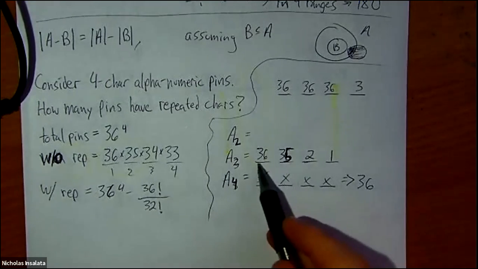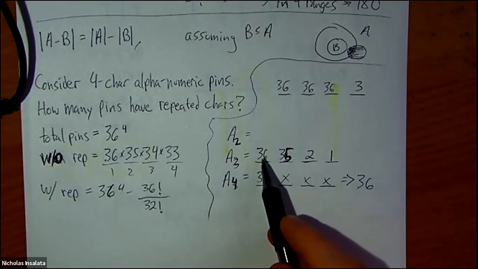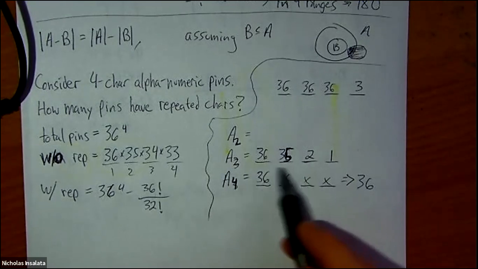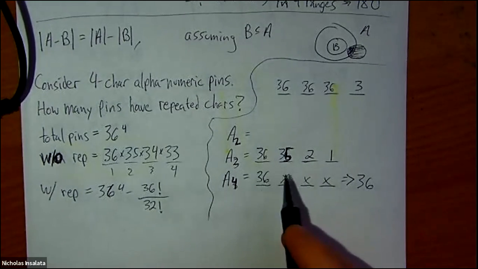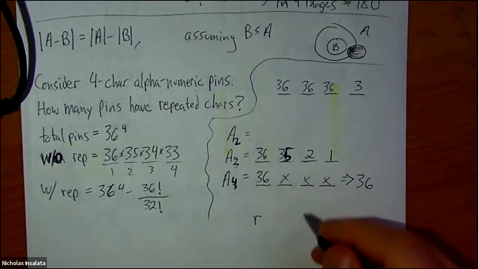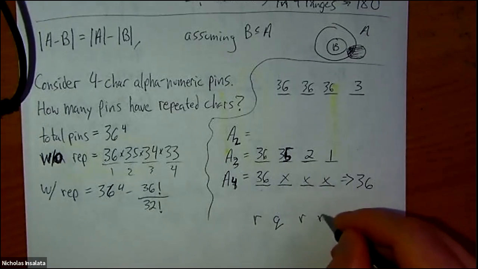So you pick whatever you want here. This one has got to be different than that one. And this one's going to be the same as this one, and this one's going to be the same as this one, right? But that's not all. So let's do an example of A3. So we could have, let's say, R, Q, and then R, R.